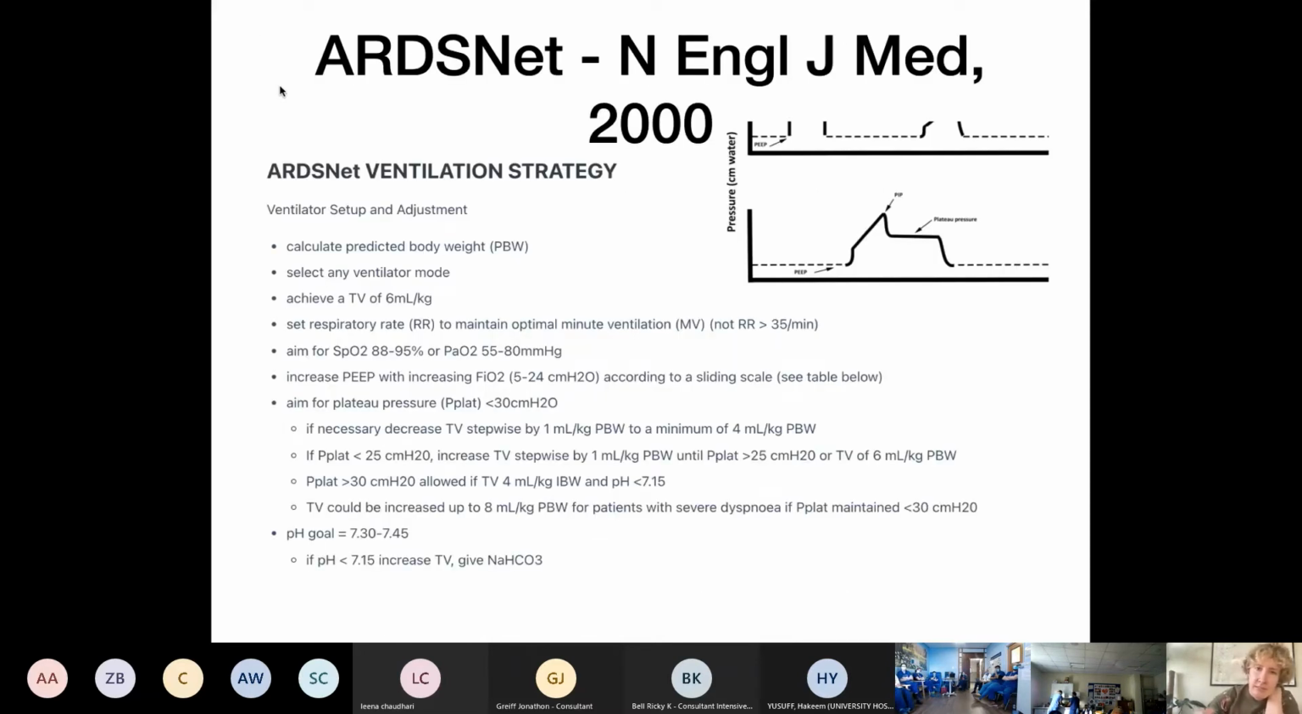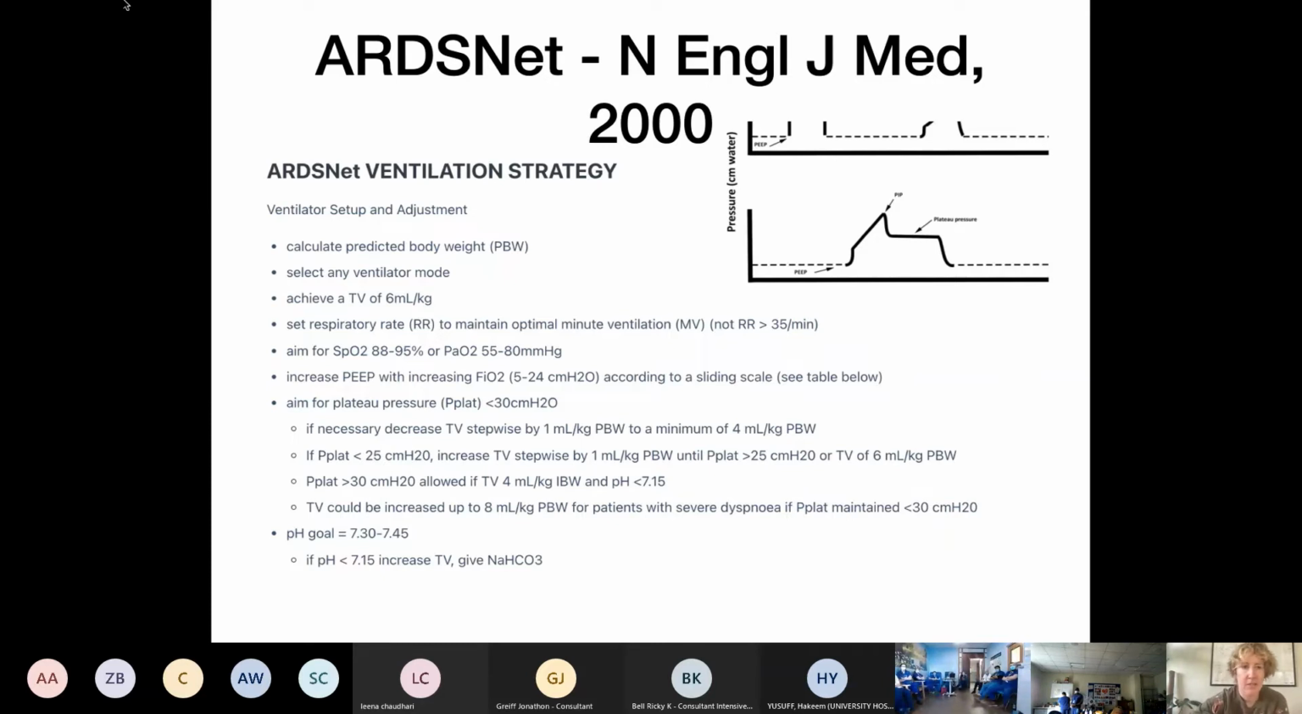So in 2000, a paper was published in the New England Journal of Medicine describing a comparison between ventilation with lower tidal volumes compared to traditional tidal volumes for acute lung injury and acute respiratory distress syndrome. And this was probably a game changer really in terms of how we ventilate patients on intensive care. And what I've put up here is their protocol, which isn't exactly what we do now, but it gives you a bit of background.